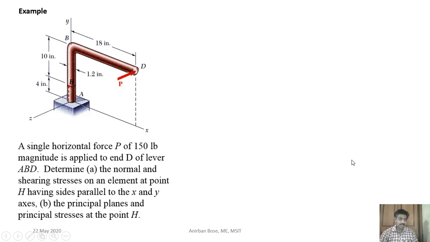Now coming to another example, here you can see, suppose there is a member where the load P is applied at this location. All the dimensions are given, and the problem is, if you consider the point H at this surface, which is parallel to xy, say at this point, you find the normal and the shearing stresses on the element, and also find the principal planes and the principal stresses at point H.